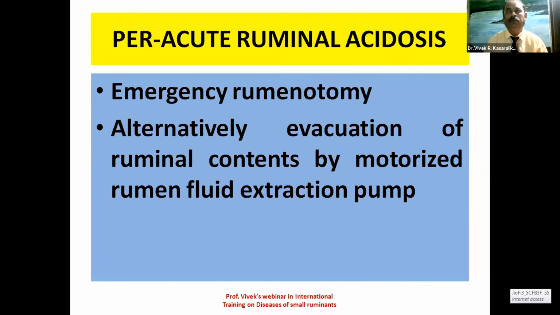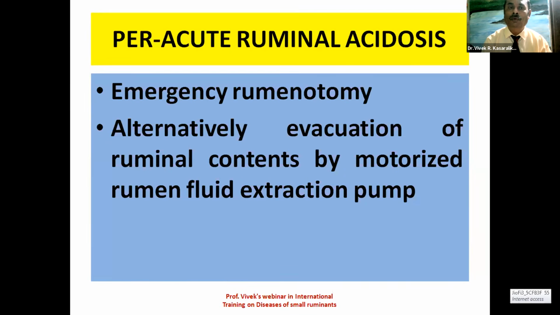Around 2 liters, you can easily remove it within no time, and that will bring a lot of solace, a lot of relief to the patient, because the abdominal distension is what is actually causing so much respiratory compromise in ruminal acidosis cases. So please keep it in mind to save the case of acute ruminal acidosis.